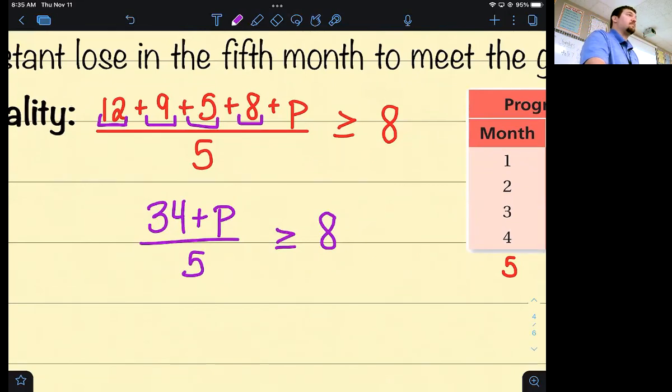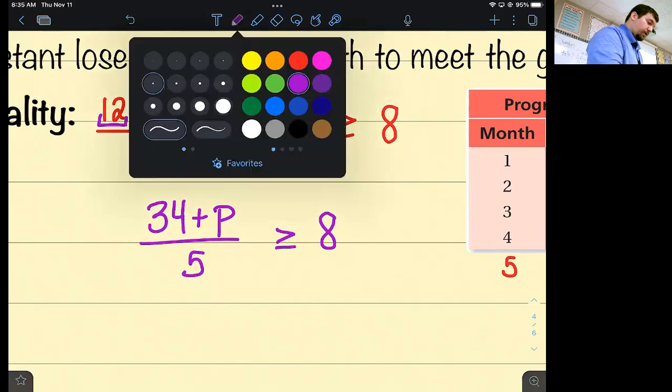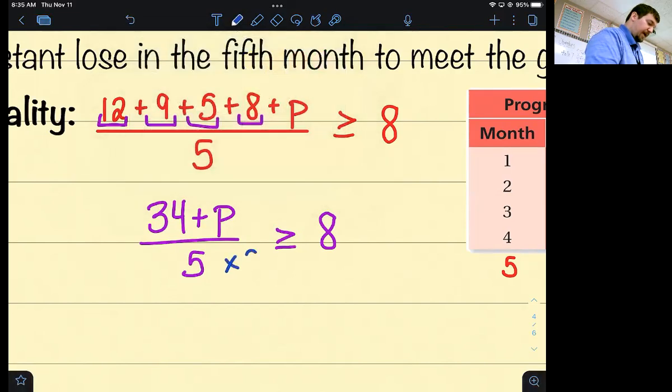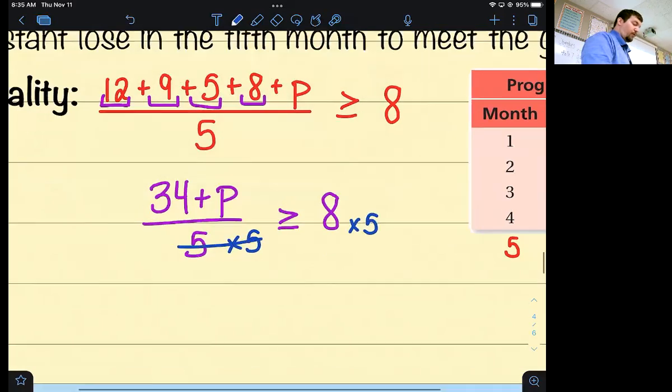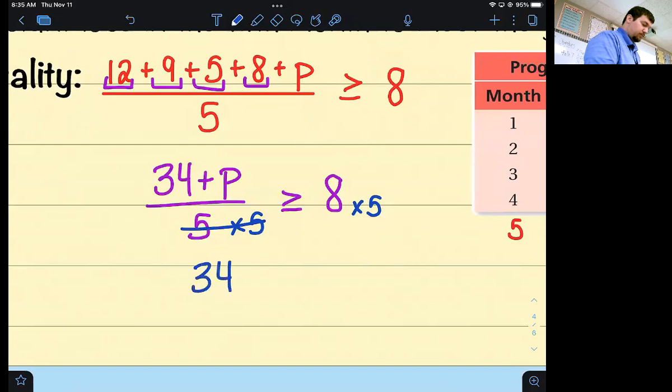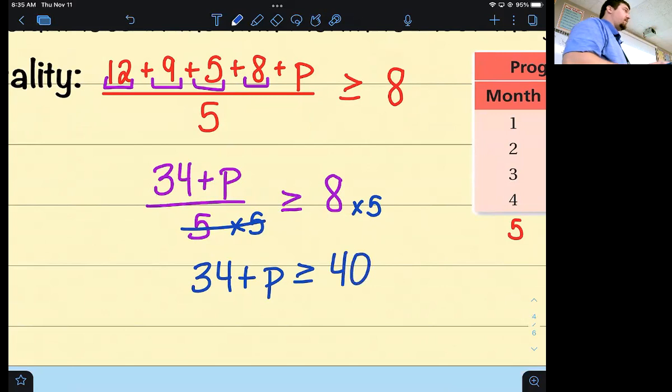Secondly, we have to clear this big fat fraction. What's the big fat fraction being divided by? 5. So we're going to multiply both sides by 5. And when you multiply the left side by 5, the 5s just cancel out. So you really just have 34 plus P now. And 8 times 5 is 40. So if you're going to get an average of 8 over a 5-month period, that means you need to lose at least 40 pounds total. So when you divide by 5, you get 8. Okay, maybe more than 41.